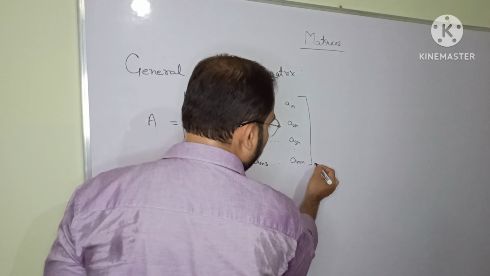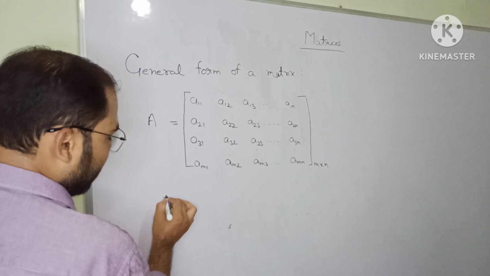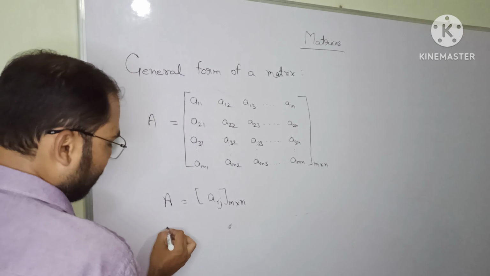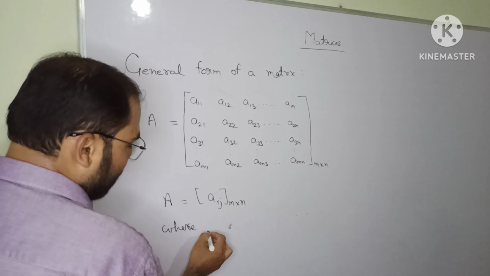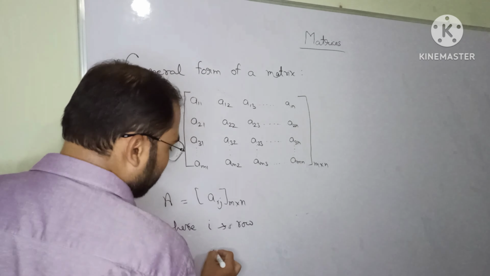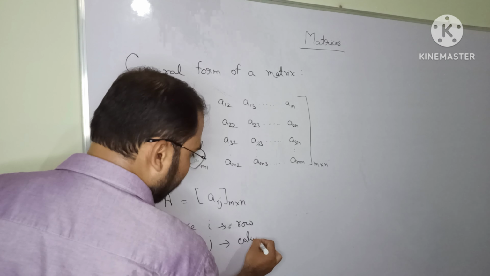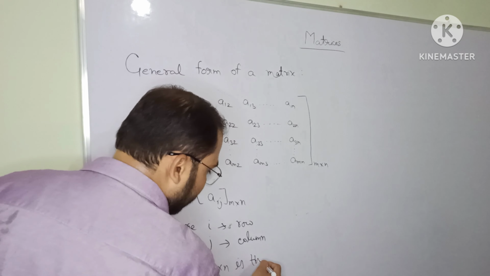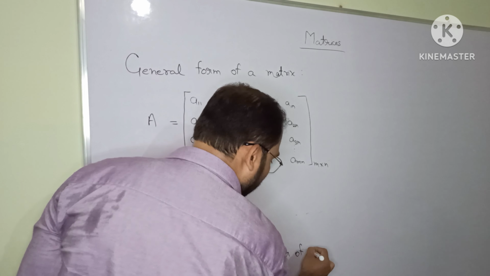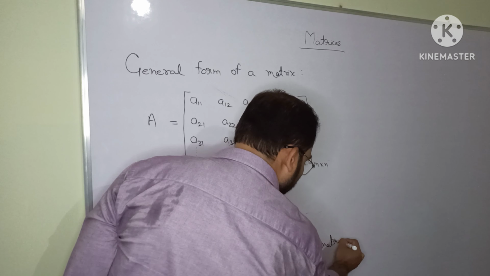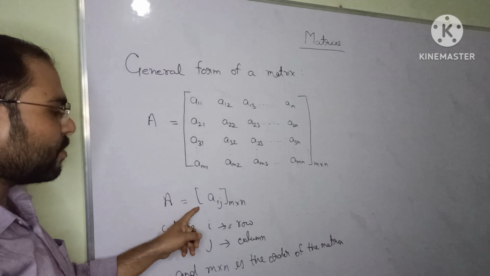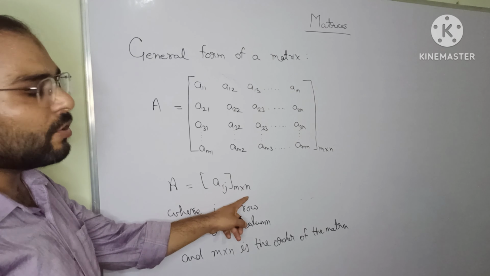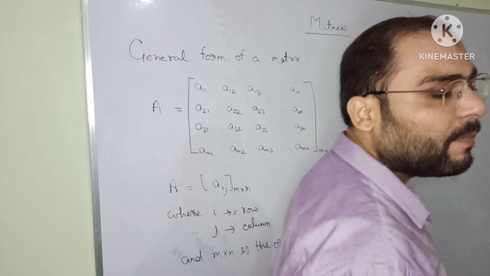So the order of this matrix will be m by n. The general form of a matrix is A equal to [Aij] m by n, where i represents the row, j represents the column, and m by n is the order of the matrix. So this is the general form of a matrix.